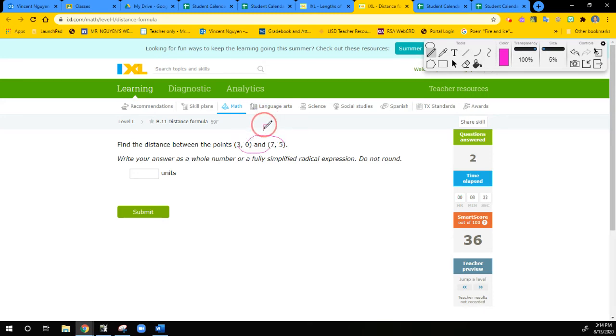This is 5 units, and then I have to square that. From 3 to 7, you can count with your finger: 3, 4, 5, 6, 7. That's 4 units, and then you square that, right? And then you type in your calculator: square root of 4 squared plus 5 squared.